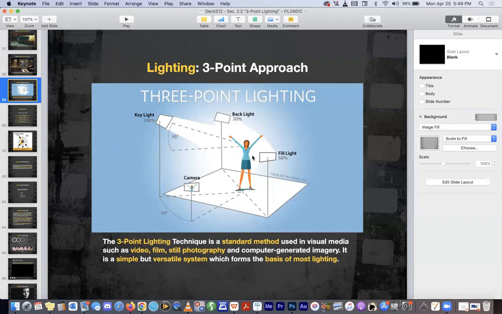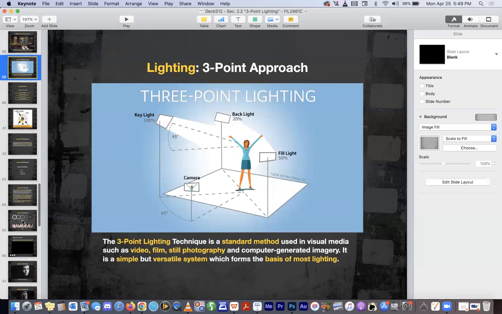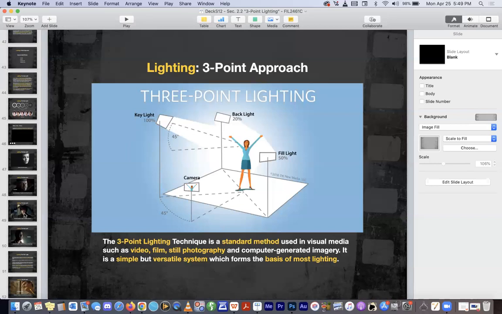And you can see how by changing the intensity of your fill light, you can either flatten out or dramatically increase the contrast of your subject and their lighting. The backlight is really just to create separation between the subject and the background itself.